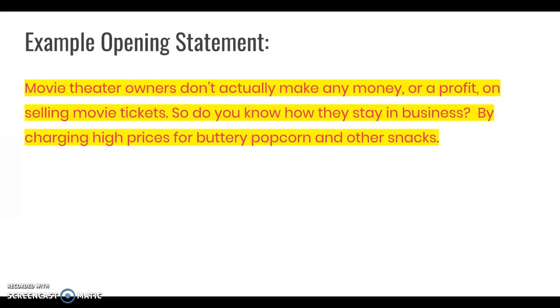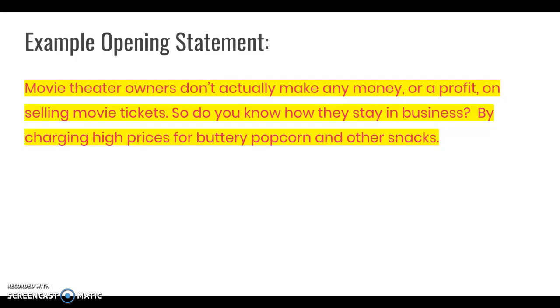This is the example opening statement that Mrs. Murphy and I created for our topic, sneaking movie snacks into the movie theater. So let's start and read the sentence in yellow. Movie theater owners don't actually make any money or a profit on selling movie tickets. So, do you know how they stay in business? By charging high prices for buttery popcorn and other snacks.